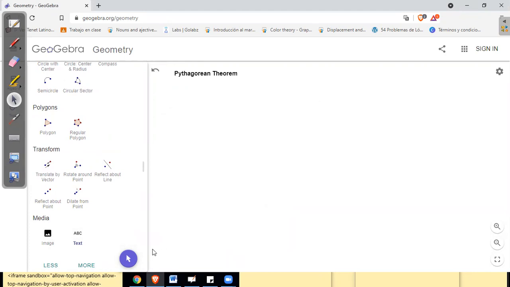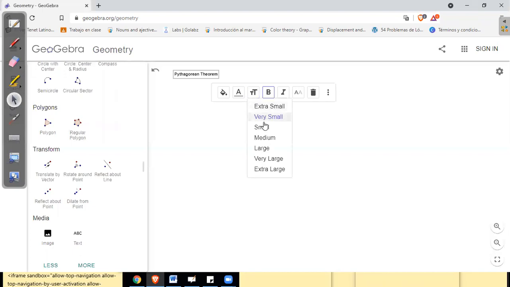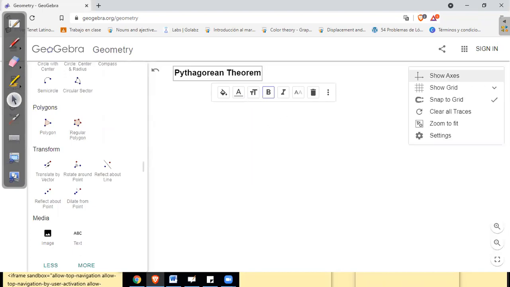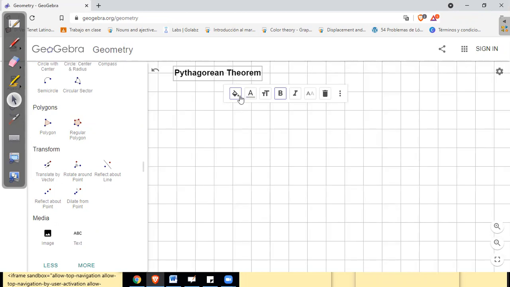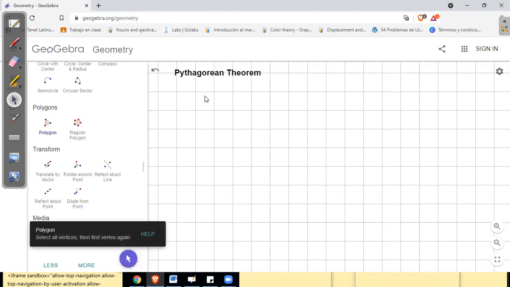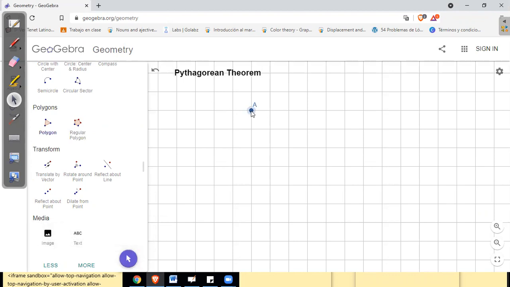For this one, we're going to create one right angle triangle. The easier way to do this is moving to settings, show grid, and then major grid lines. This is going to help us create a right angle here. So we're going to create it here. This is free again, but the only thing you have to keep in mind is that you must have one angle with exactly 90 degrees.